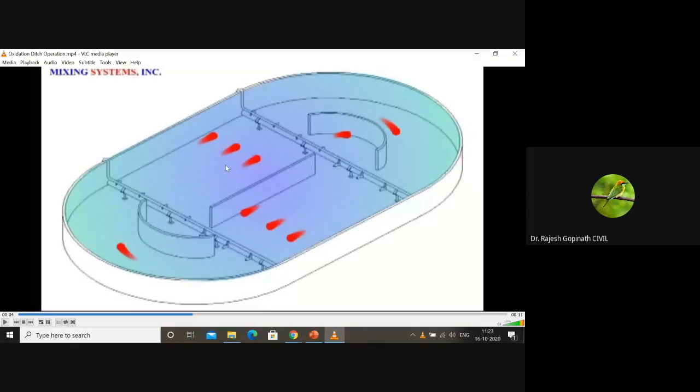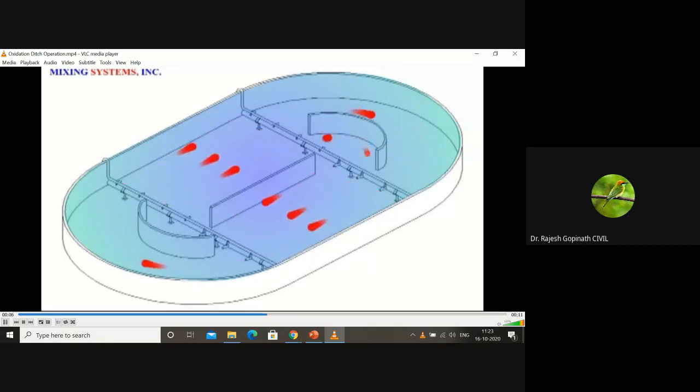So what you see here is these red markings, they show the direction of flow, and as you can see, it is continuously flowing. See, it is a continuous flow. There is no end for it. So the wastewater is continuously flowing in this ditch without any end. Unlike your other treatment technologies wherein it enters, it stays for some time and then you remove it, here it is continuously flowing within the reactor itself. So my friends, this is how the wastewater moves in an oxidation ditch.